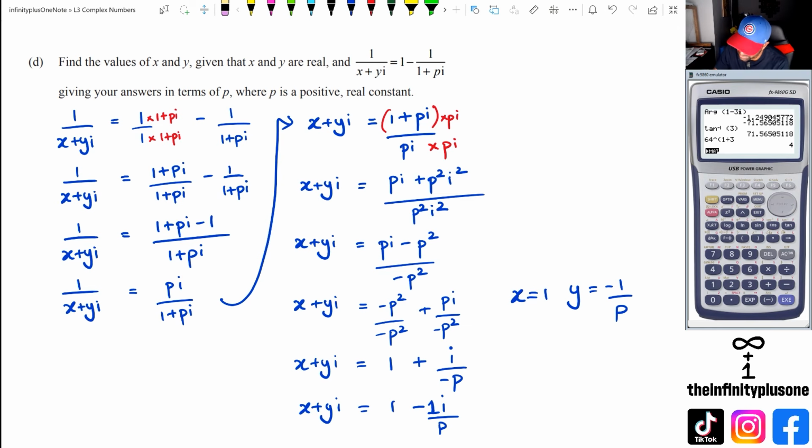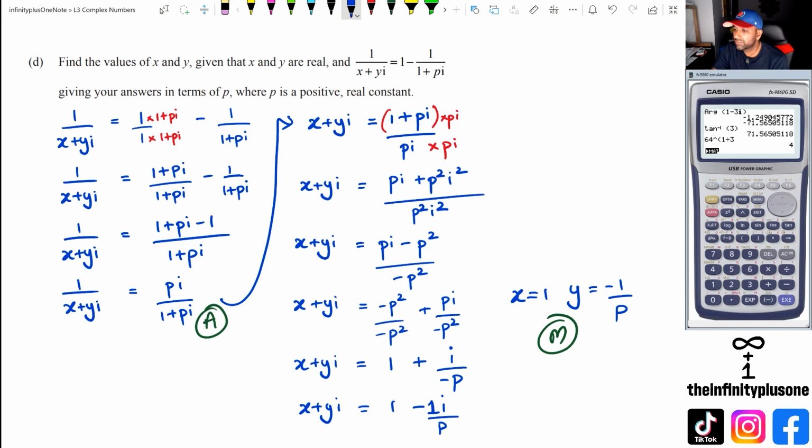So grades wise, a correct value for x and y is going to get you a merit. And then for achieved, you are looking at pi over 1 plus pi. Oh wow, pi over 1 plus pi. So right here is going to get you an achieved.